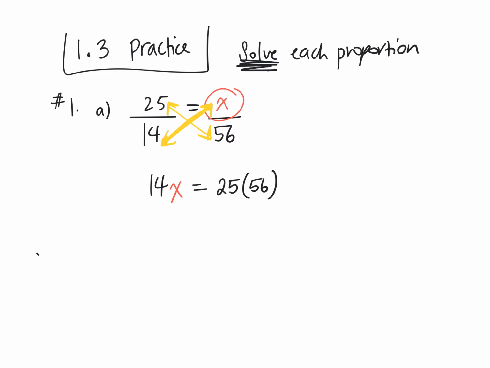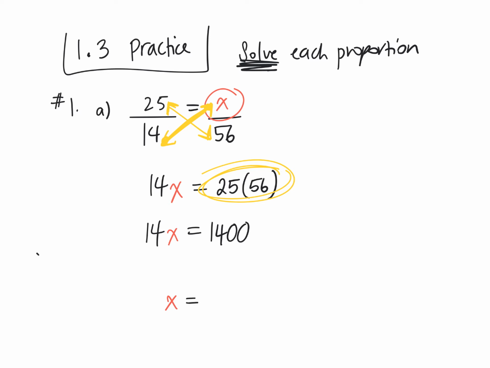So let's do this first. I skipped this last time, but let's actually solve that. 14x is equal to, what is this? What's 25 times 56? 1,400. Excellent. I'm trying to get x by itself. I'm trying to isolate x.